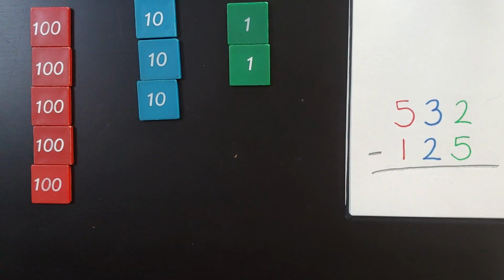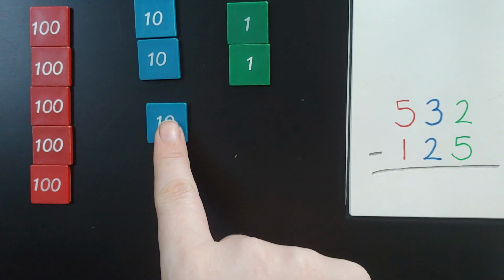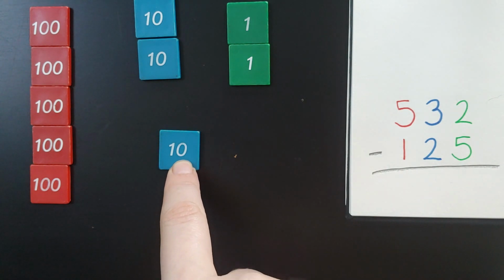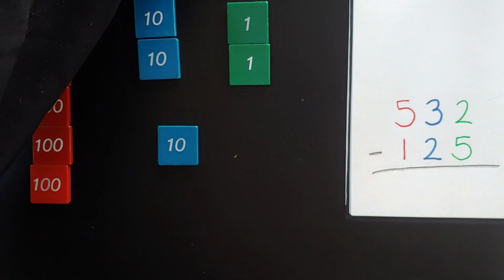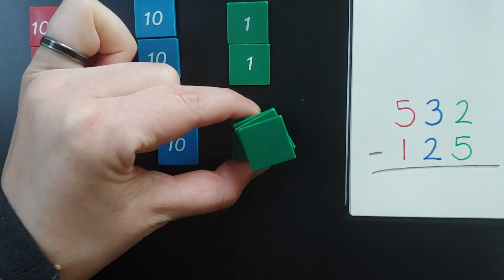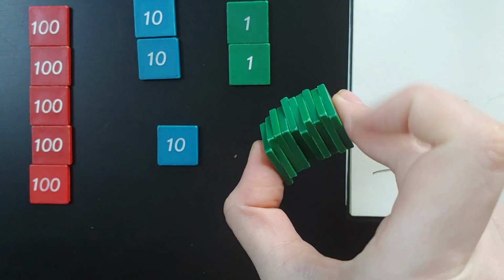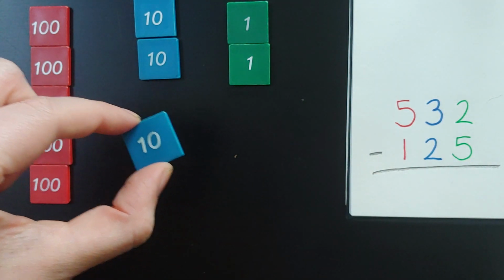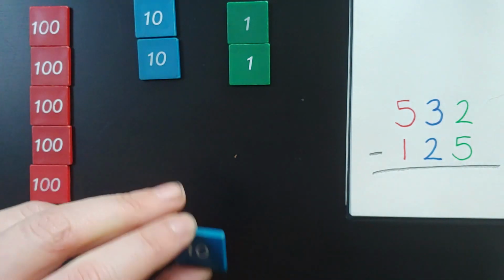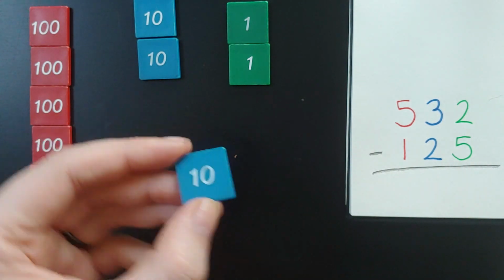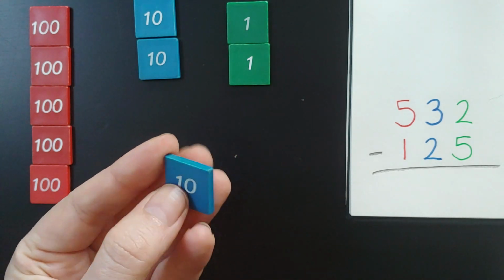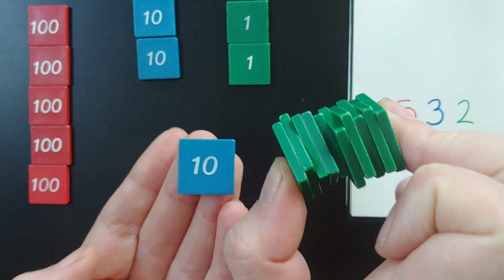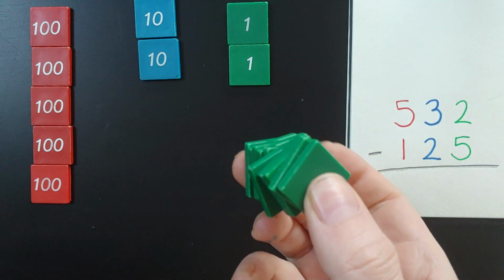The way we're going to get more is we're going to remind ourselves about this little 10. 110 is the same as 10 units. It takes 10 units to make 110. So I can take this 10, put it back in the box, and get myself 10 new units. It doesn't change my question because they're worth the same. 110 is worth the same as 10 units. So let's make that trade. Goodbye 10, hello 10 units.